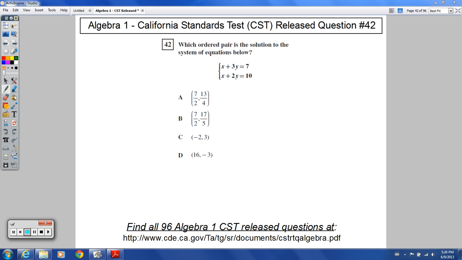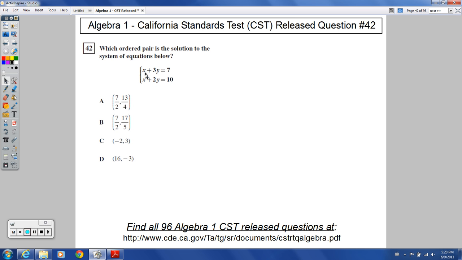Hello and welcome to release question number 42 for the CST release questions for Algebra 1. It says which ordered pair is a solution to the system of equations shown below. And so they give us these answers. Could we take all these answers, plug them into both equations, and see which one worked in both equations?